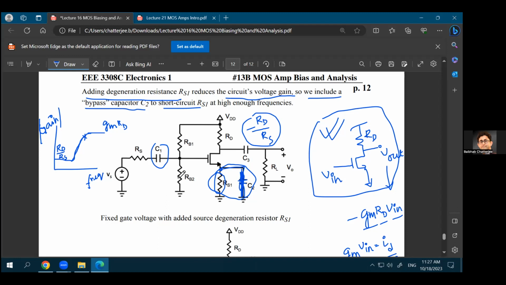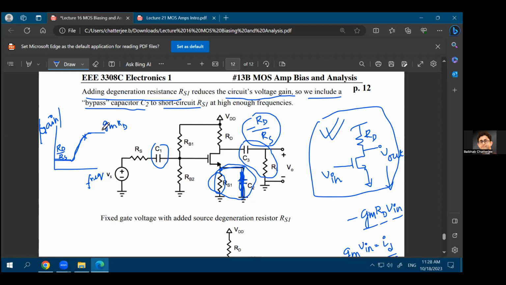C1 and the combination of this RB1 and RB2, they work as a high pass filter. The C3 in combination with RL, that also works as a high pass filter. And this RS1 and C2 combination, that also works as a high pass filter. Why am I calling it a high pass filter? Because as you see, at low frequencies the gain is small, at high frequencies the gain is larger.